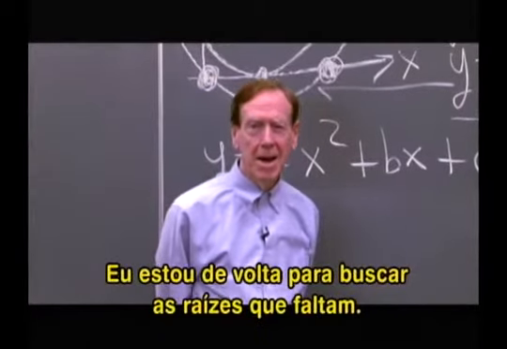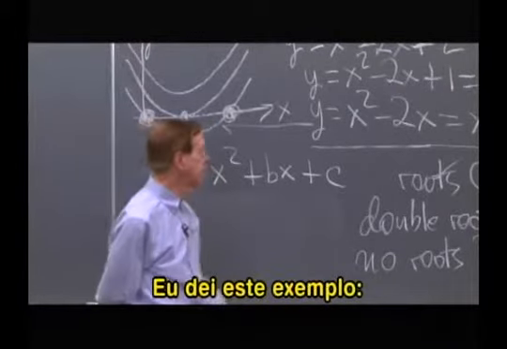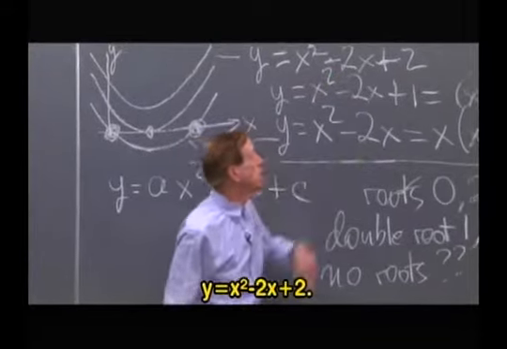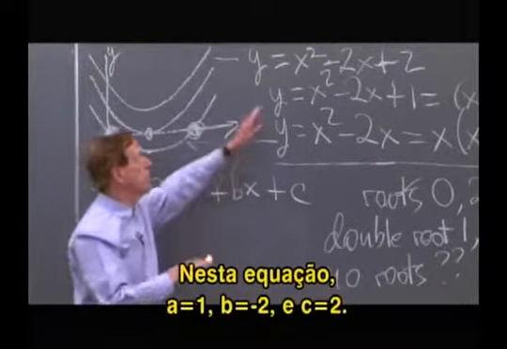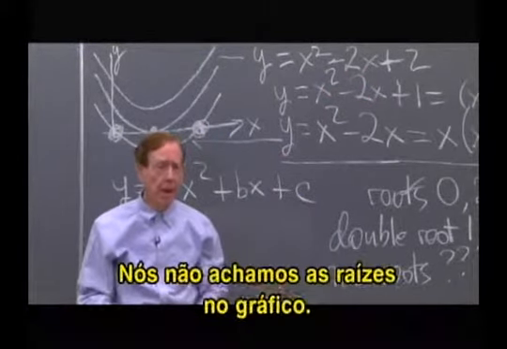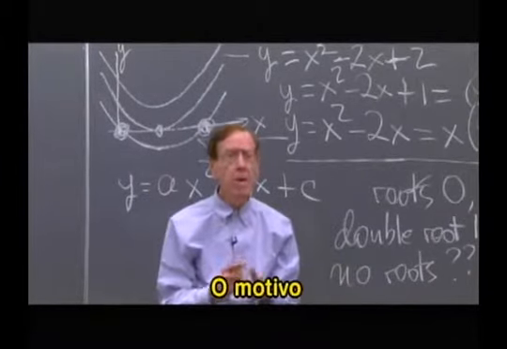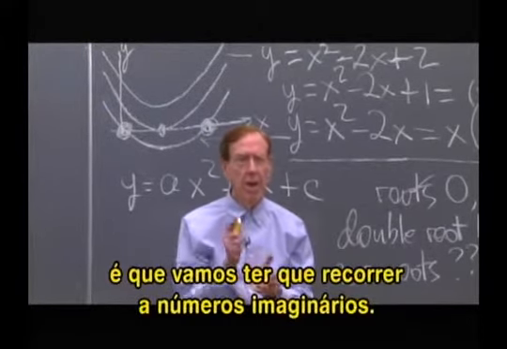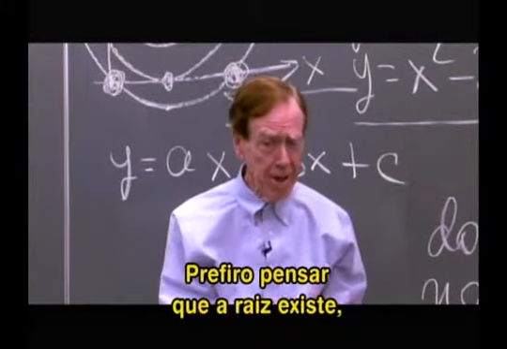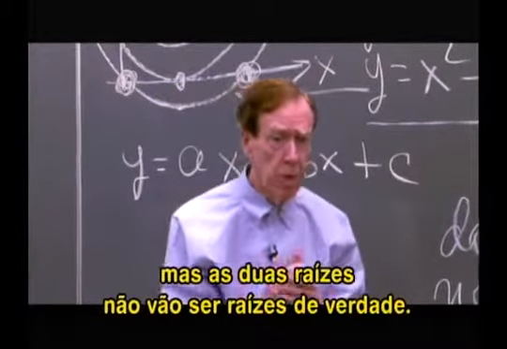Okay, hi again. I'm back and still looking for those missing roots. You remember we had this example of x squared minus 2x plus 2. So that was a particular choice of A was 1, B was minus 2, C was plus 2. And we couldn't see the roots and our picture didn't show any. And the reason is we're going to have to go to imaginary numbers. I like to think that those 2 roots are still there. But they aren't going to be real roots.